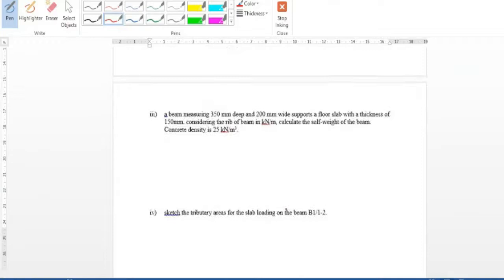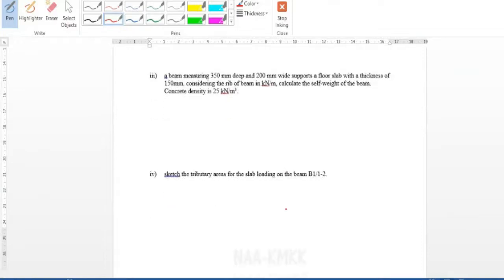Next, question number 3. A beam measuring 350 millimeter deep and 200 millimeter wide supports a floor slab with a thickness of 150 millimeter. Considering the width of the beam, calculate the self weight of the beam in kilonewton per meter. Concrete density is 25 kilonewton per meter cube. Always remember concrete density 25 refers to reinforced concrete structure.